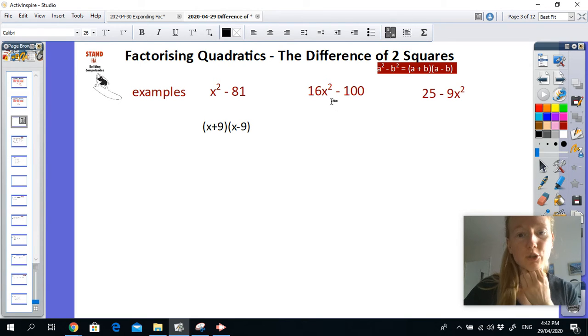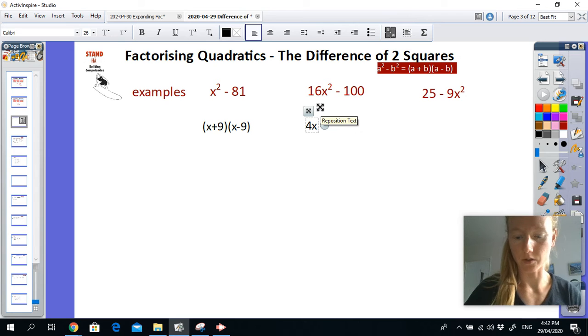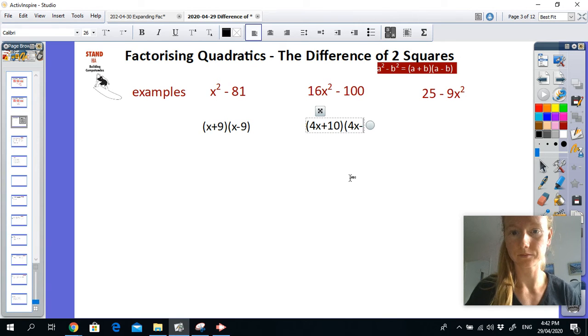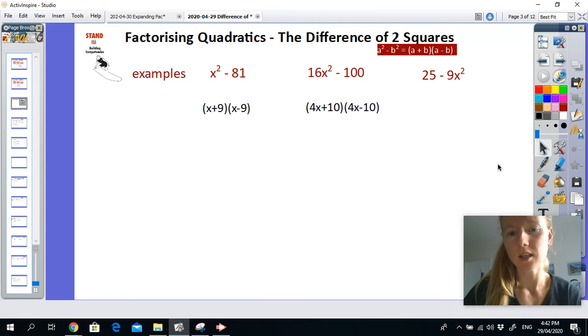Okay. Example 2, 16x squared is a square number, because we have a square coefficient and a square unknown here, and 100 is obviously also a square number. So we need to square root the first term, which is going to give us 4x, and we need to square root the second term, which is going to give us 10. And again, following our difference of two squares general formula, our answer would look as follows.